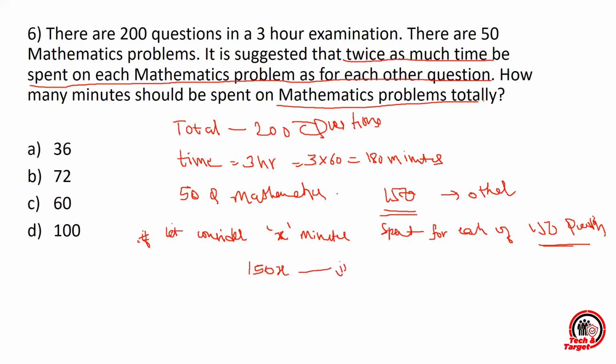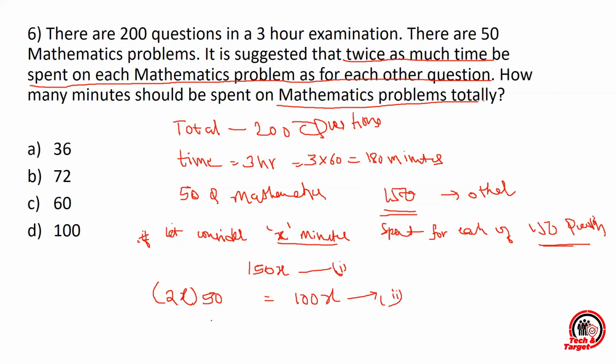Let us call this equation number 1. If I give x minutes for each of these 150 questions, then I have to give twice that on the mathematics problems. So they say we have to spend twice as much time on each mathematics problem as on each other question. So if you spend x minutes on each of the 150 problems, then you have to spend 2x on each of the 50 mathematics questions. So this will be 100x, right? This we call equation number 2.